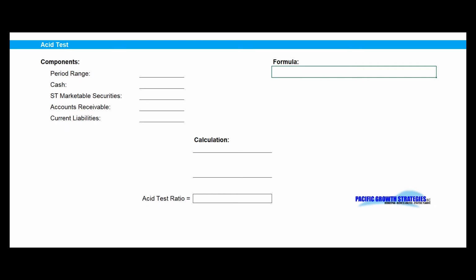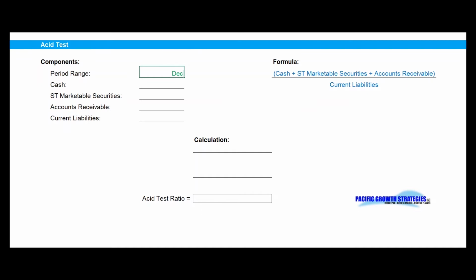We'll start with the formula, which will take our cash plus our short-term marketable securities, more on that in a minute, plus our accounts receivable. So we'll take our cash plus short-term marketable securities plus our accounts receivable, and we'll divide that by our current liabilities. Again, our cash plus short-term marketable securities plus accounts receivable divided by current liabilities gives us our acid test ratio.